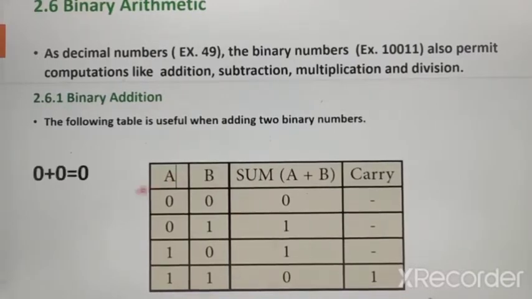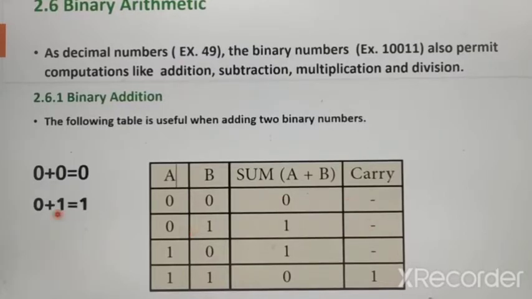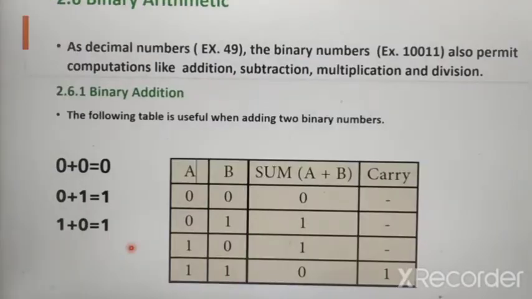Here, first one, 0 plus 0. 0 plus 0 is equal to 0, which is our sum value. Here there is no carry, so we put a hyphen. Second one, 0 plus 1. When we add 0 with 1, we get 1 as a sum. Here also we don't have any carry, so we put a hyphen. Next, third one, 1 plus 0. When we add 1 with 0, we get 1 as a sum and no carry bit.